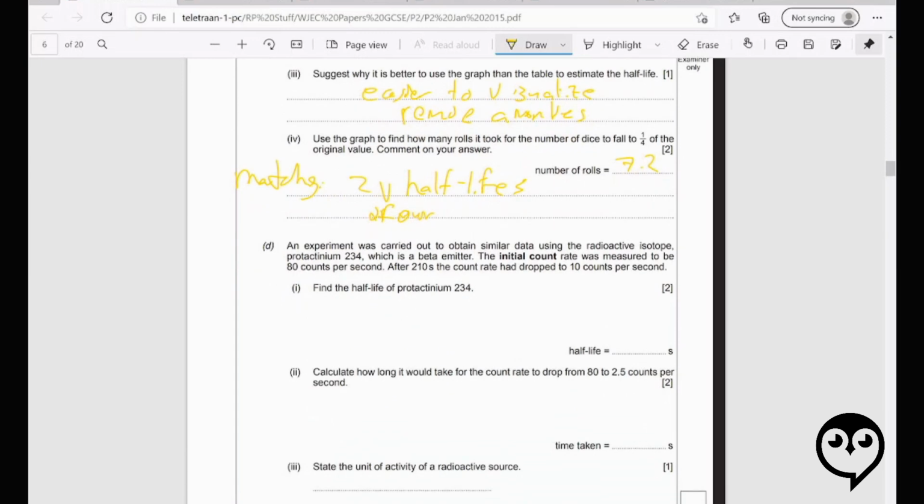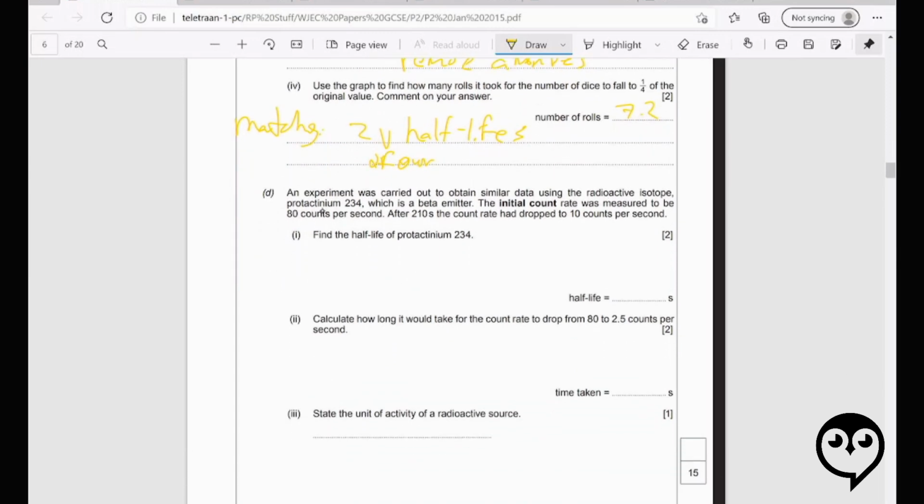Okay, an experiment was carried out. Beta emitter, the initial count rate was measured to be 80 counts per second. After 210 seconds, it had dropped to 10 counts per second. So that's 3 half-lives, because that's a half to the power of 3, which is 1/8. Find the half-life. So we've got 3 half-lives. 210 divided by 3, I'll say 70 seconds.